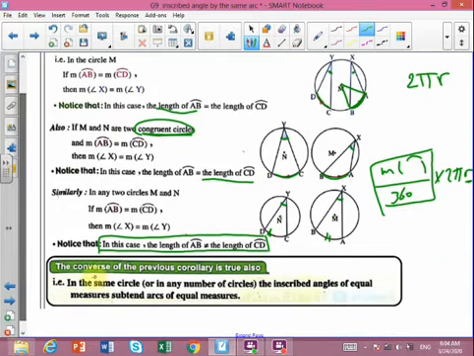Also, I have a converse for the previous corollary that is also true, which says: in the same circle or any number of circles, inscribed angles of equal measure are subtended by arcs of equal measure. Okay, so I have the corollary and I have the converse of the corollary. Okay, let's move to some drills.